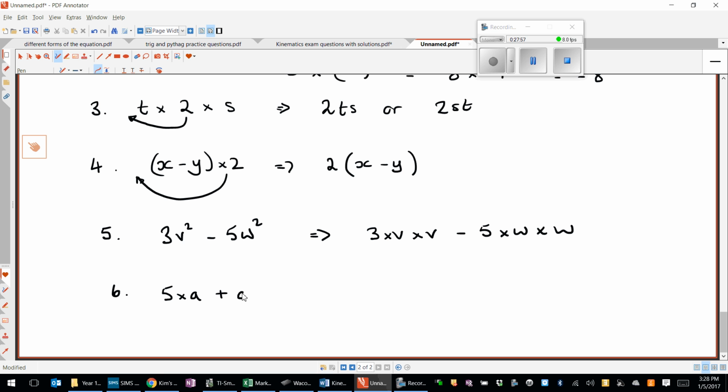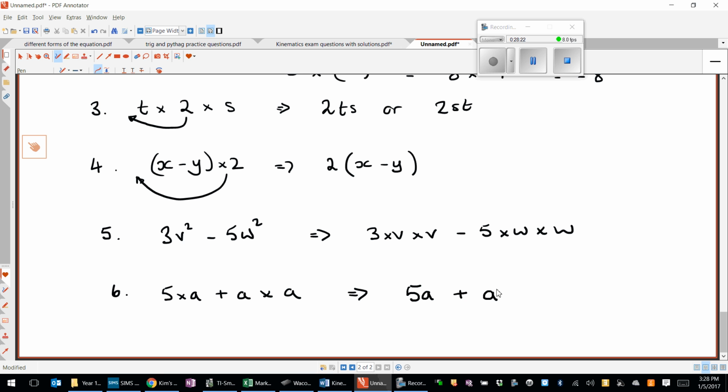We've got to write it using index notation. You fell into the trap there. Exactly, 5a plus a squared.